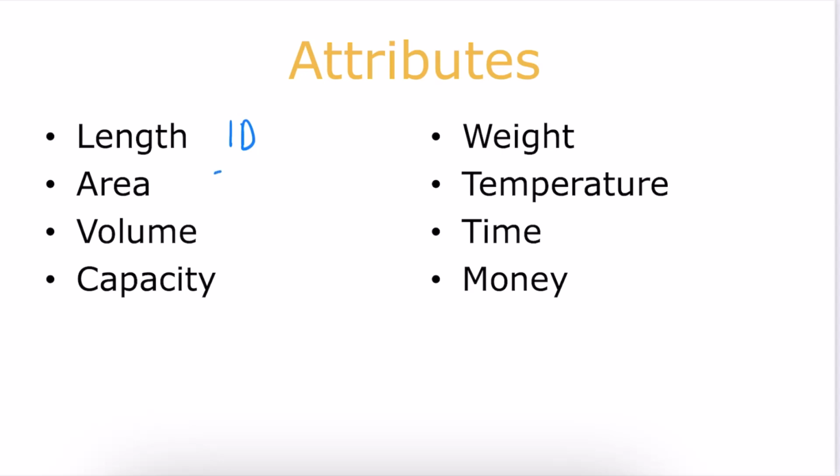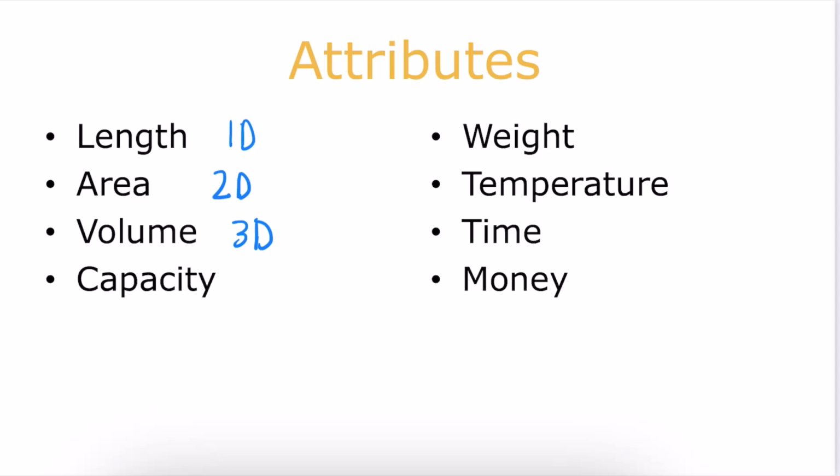Versus area is a two-dimensional measurement because you look at how many square units you have. Volume is three-dimensional because you're looking at how many cubic units you have, like cubic inches or cubic centimeters. And then capacity, technically, it has one-dimensional units, even though it's measuring three-dimensional space.